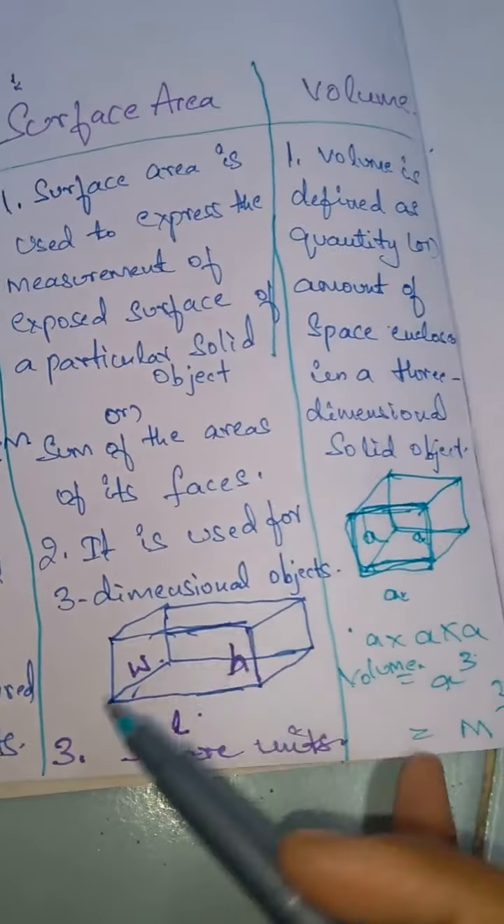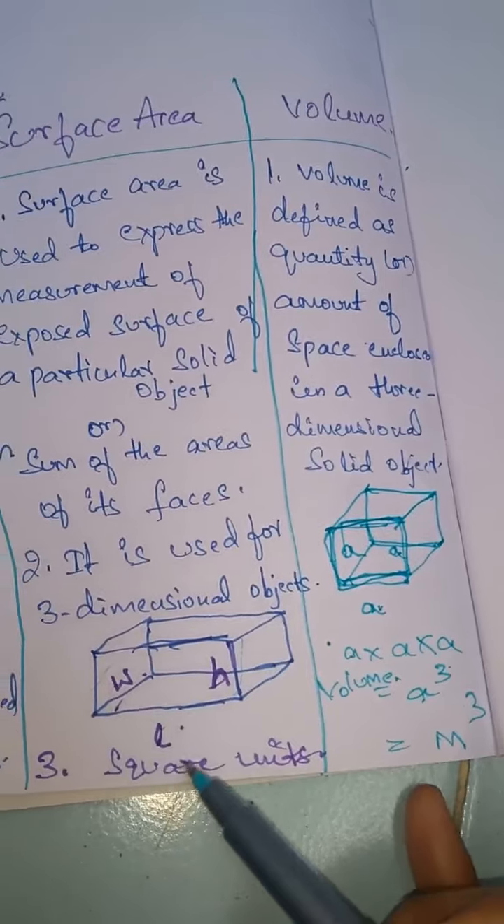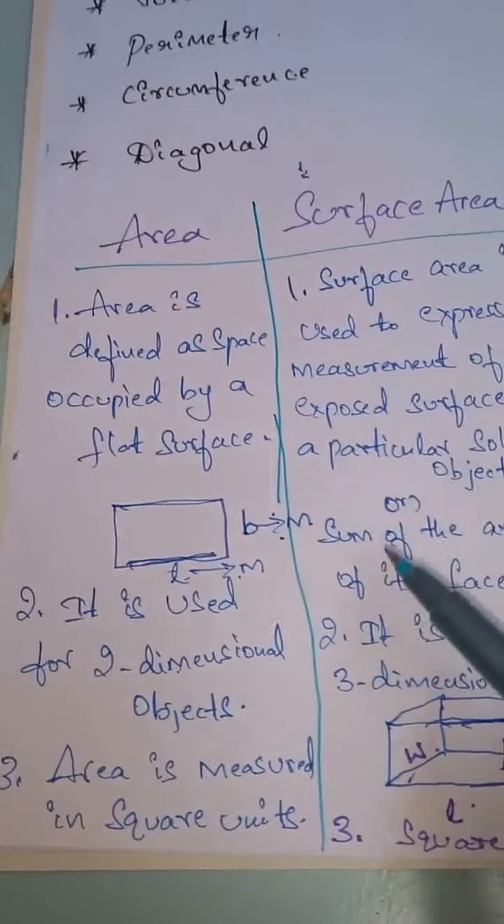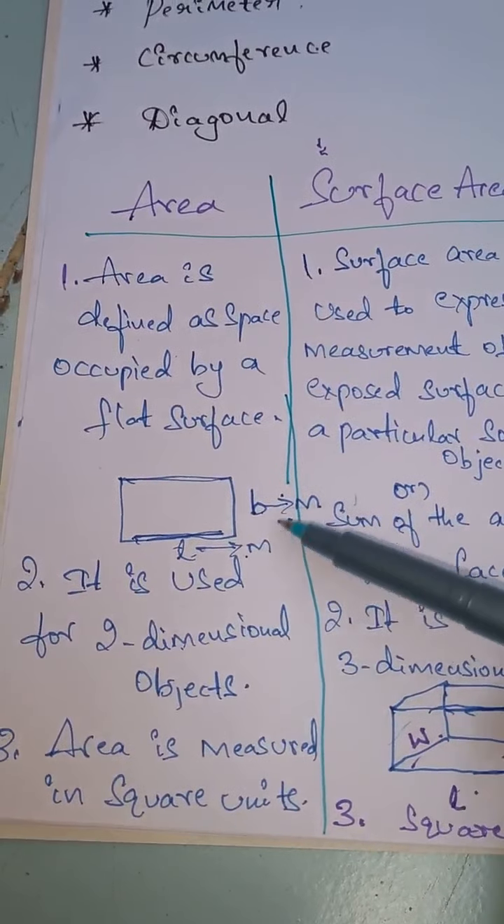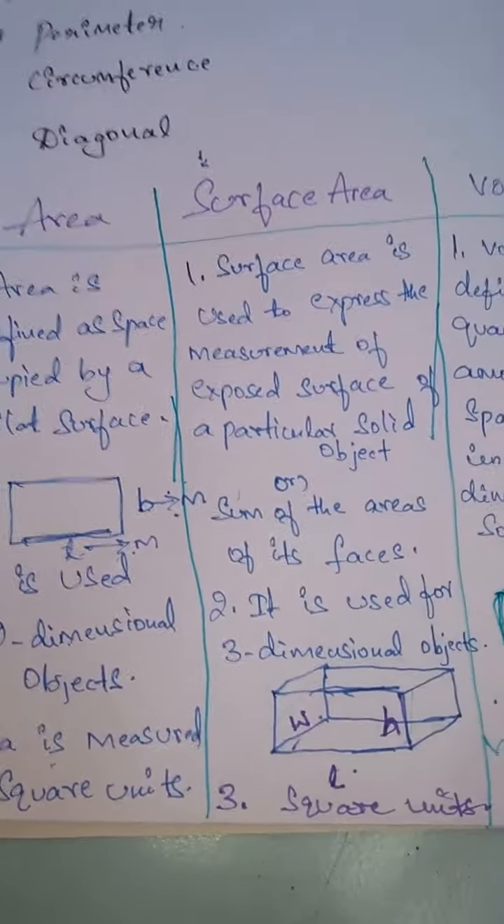Whereas here, only the areas, m into m, meter square or square units. Here also the same, area, meter into meter, meter square, that is square units.